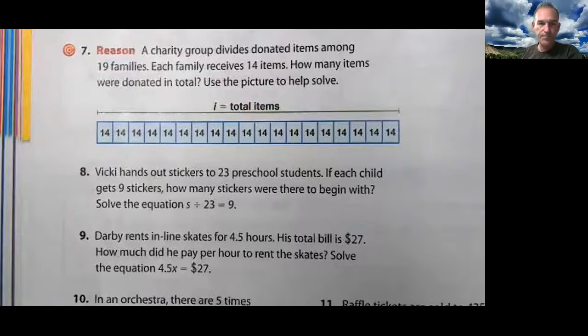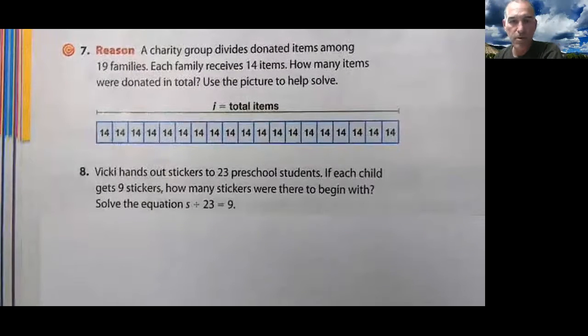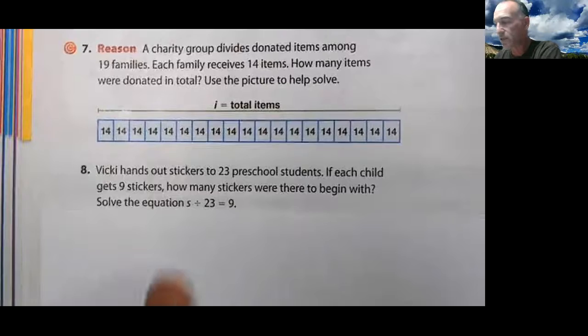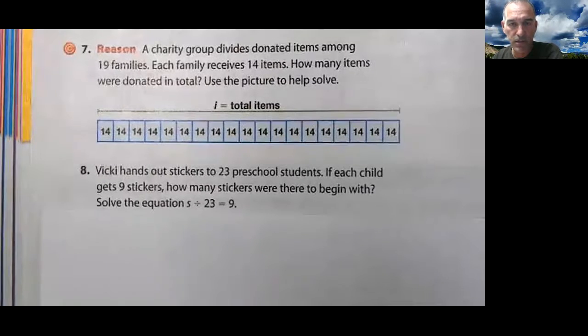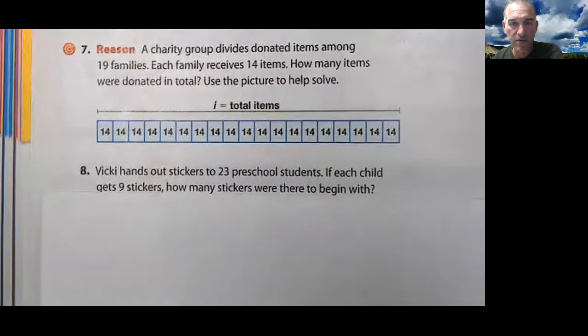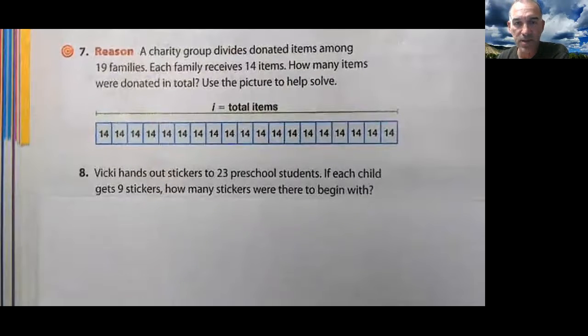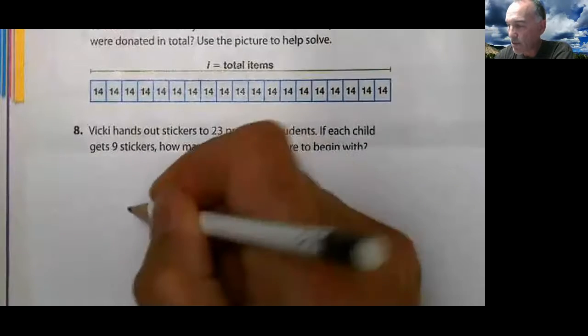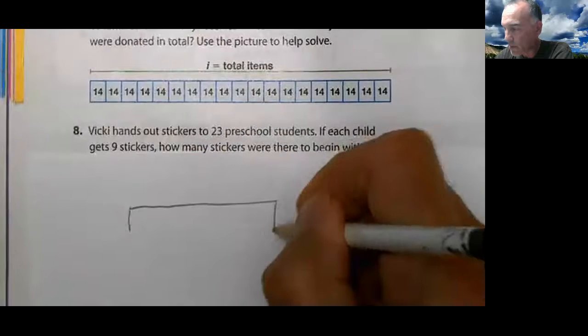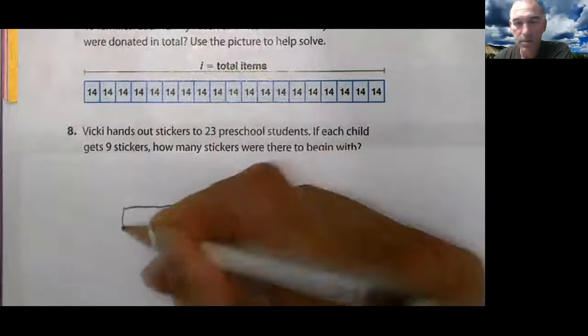There's number 8. Vicky handing out stickers. I'm going to block that. They're telling us, look, solve it like this, and they're giving it to you. Let's block that. And let's identify 3 ways how to solve this. Number 8, draw a unit bar. Oops, a little crooked.